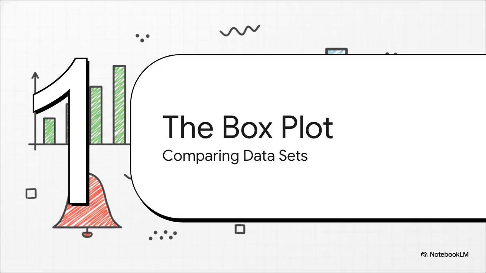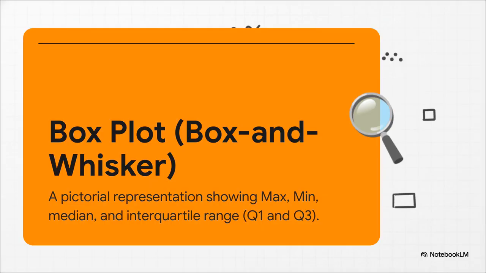And now for our third and final tool, the box plot. You might also hear this called a box and whisker plot. This thing is an absolute powerhouse when you need a high-level statistical summary, or especially when you want to compare a few different datasets side by side really quickly. I mean, a box plot packs a crazy amount of information into one tiny graphic.